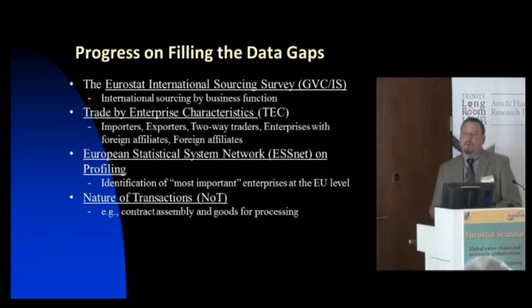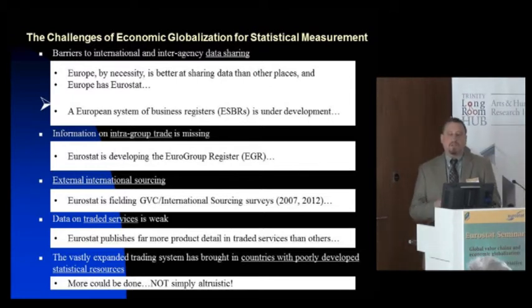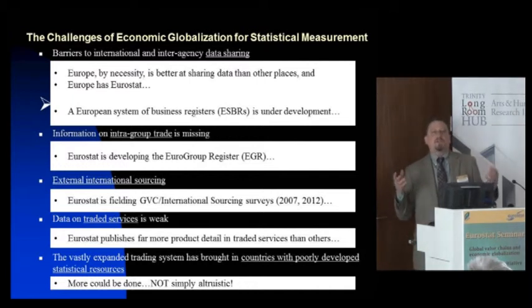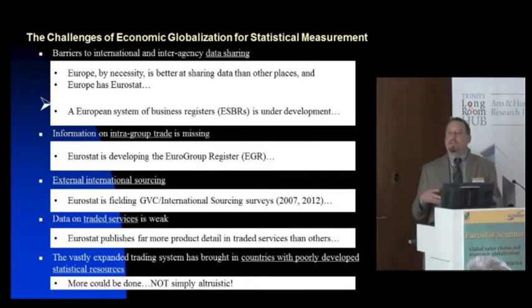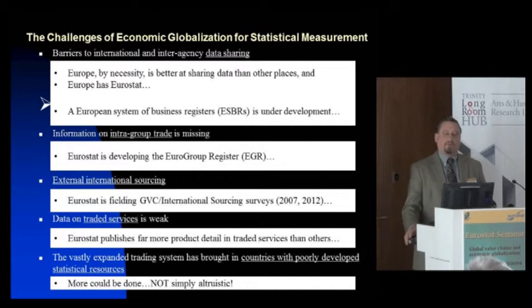So these are the barriers and the challenges for statistical measurement that economic globalization creates, that I've been able to come up with. These are generic barriers. These are barriers that any statistical agency, anywhere in the world, would have as a minimum. You might have other barriers too. Interagency and international data sharing is difficult because of confidentiality. I think that leadership, funding, and political will are a big problem.